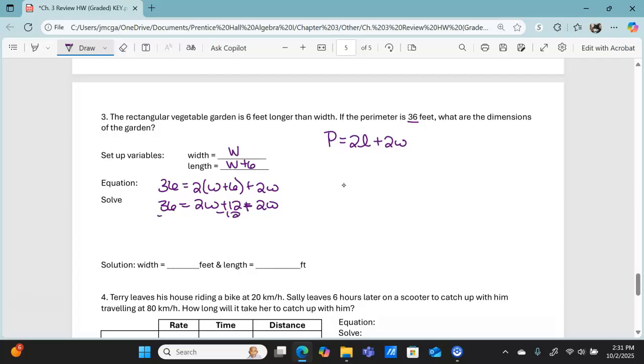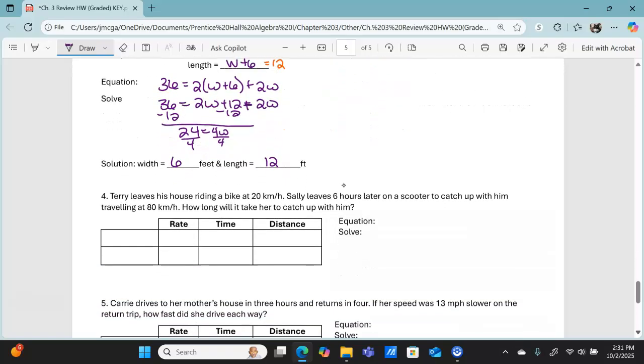Subtract 12. I have 24 equals 2W plus 2W, which is 4W. Divide by 4. So W equals 6. And if W is equal to 6, then 6 plus 6, which is what the length is, would be 12. So the length is 12 feet.